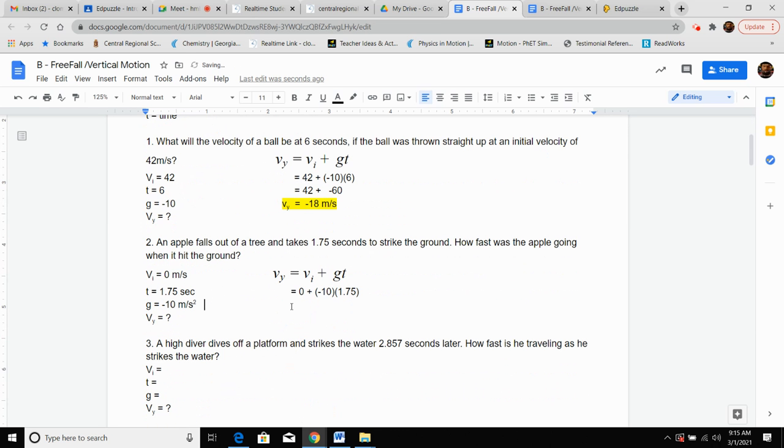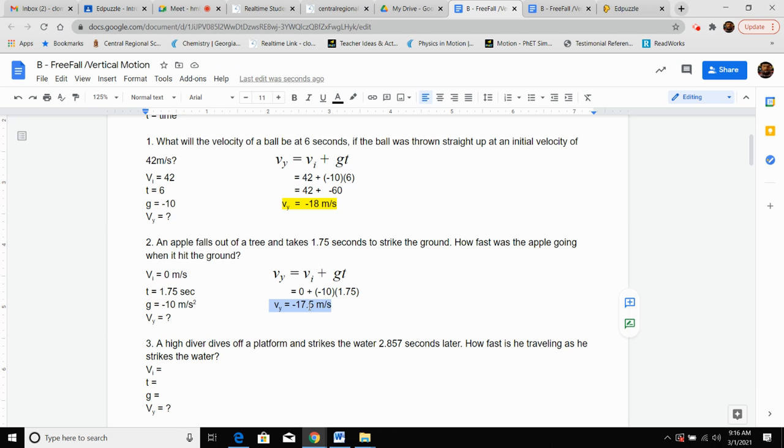So that's going to leave us with a final answer here. V sub y is equal to negative 17.5 meters per second. So what is the negative telling me? That negative is telling me that it's on its way down.